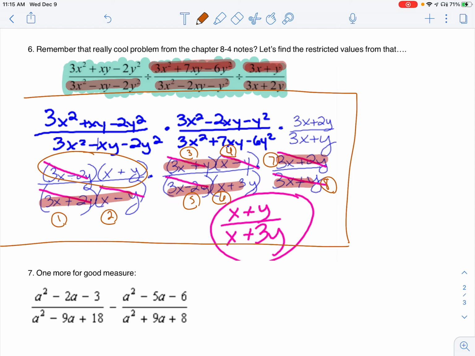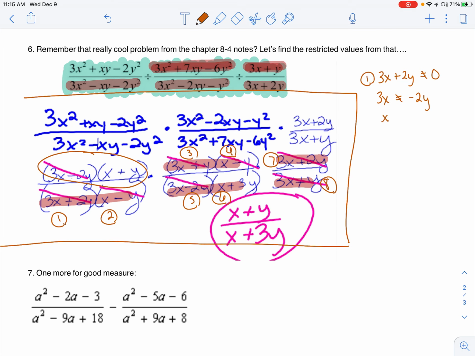So let's start with number 1, 3x plus 2y. So number 1, 3x plus 2y is not allowed to be 0. Well, that's interesting. There's a double variable here. So let's just go ahead and get the y on the other side. So we'll say 3x is not allowed to be negative 2y. We can solve for x, or you can just leave it like that.